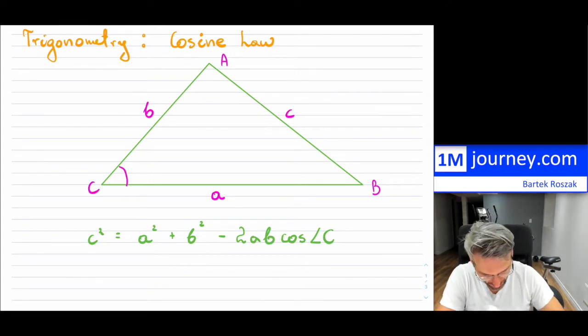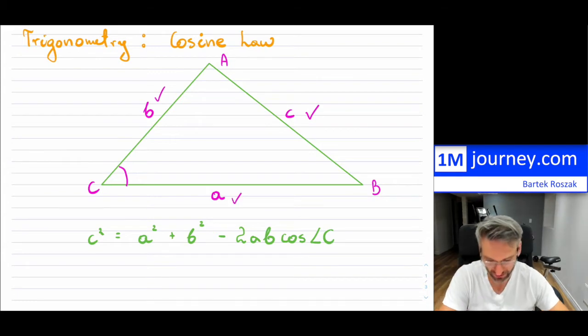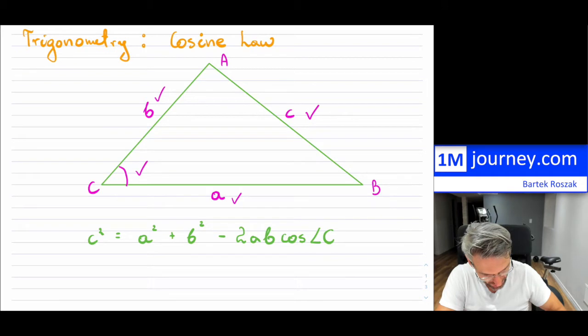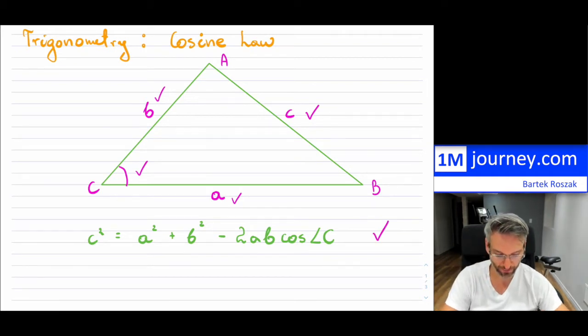So if you're trying to find this side and these two pieces of information are given in terms of the sides, and you know this angle, then you can use this, which is known as the cosine law, to find it for any acute triangle that you have.